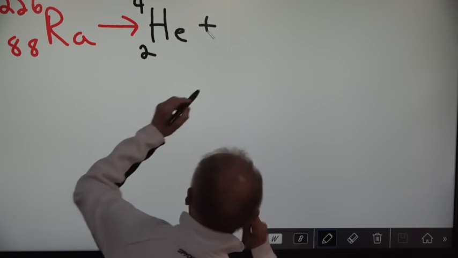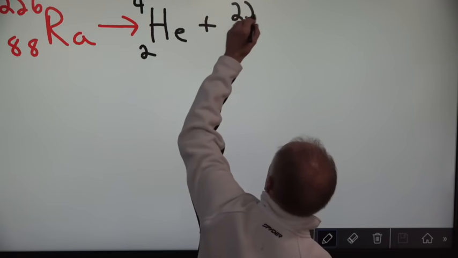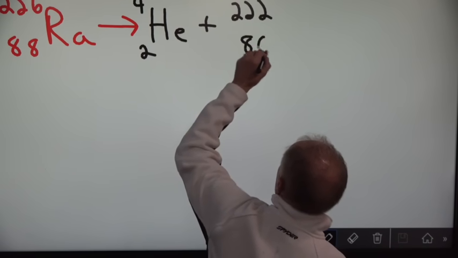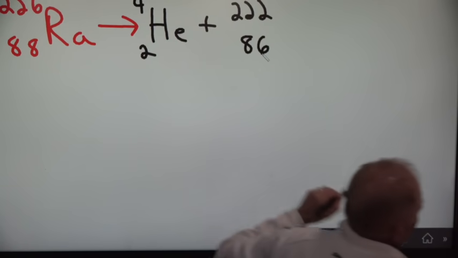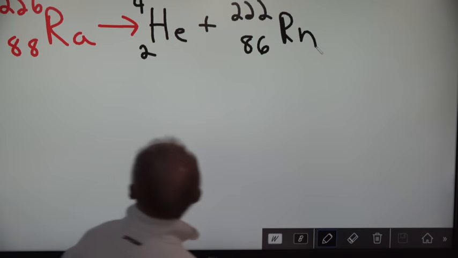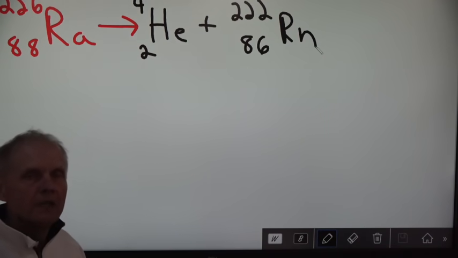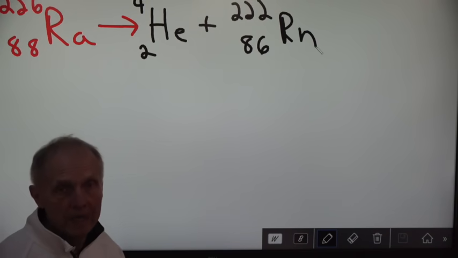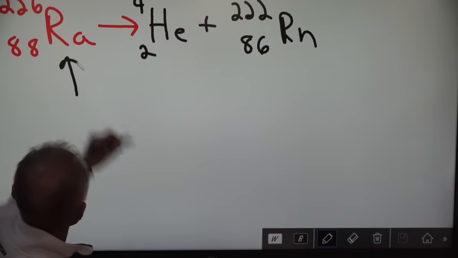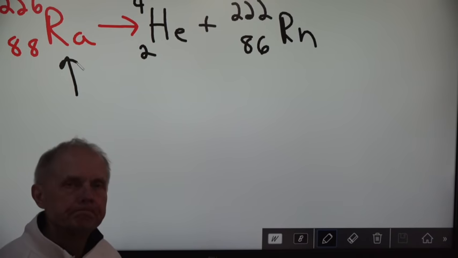So this mass is 222, and that goes to 86. And 86 happens to be radon. So radium is an alpha emitter. It spits out alpha particles, and it turns into radon. Now, a story about radium.